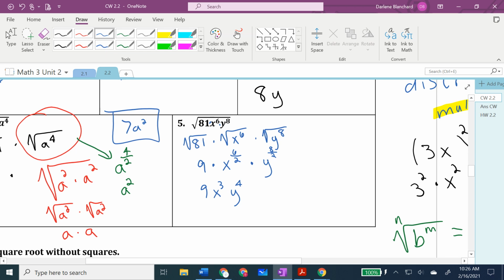So maybe to you, it's easier to look at x to the 6th as how many x squareds do I have under that root. And I have 3 of them. And then here, because this is an understood index of 2, how many y squareds do I have? I have 4.